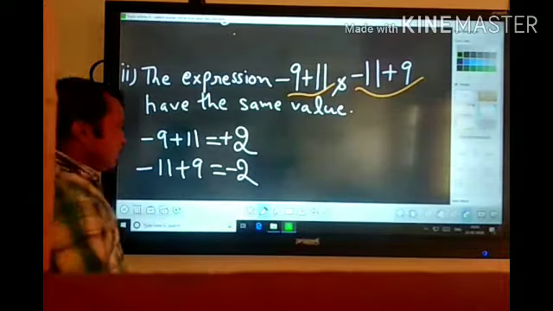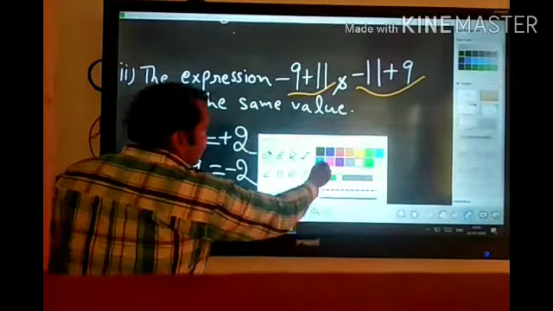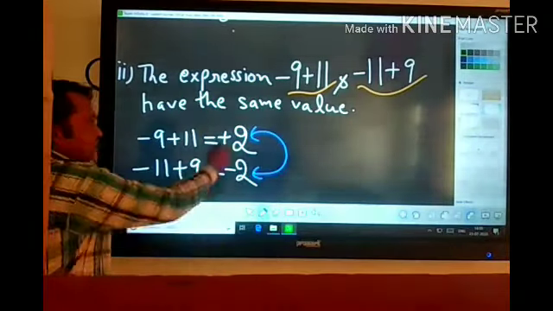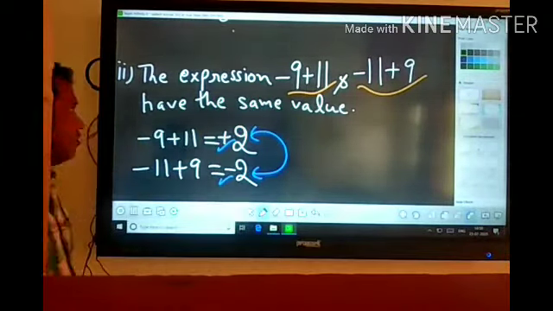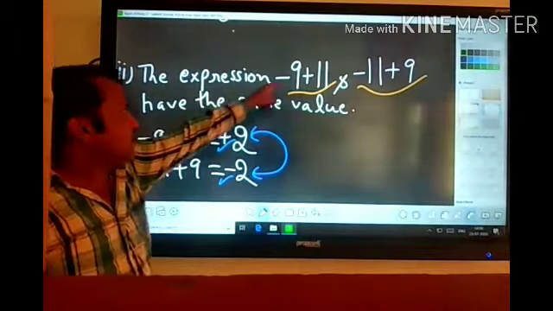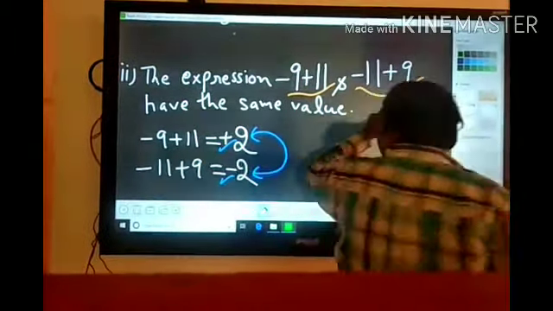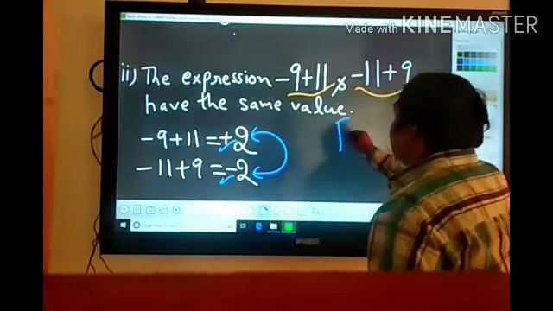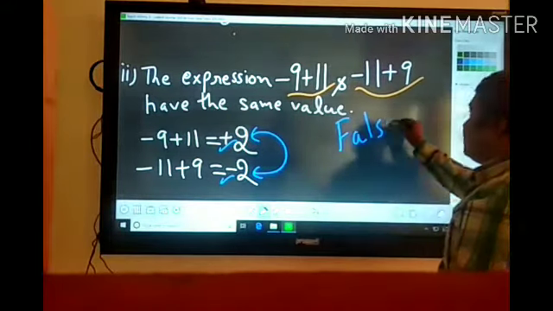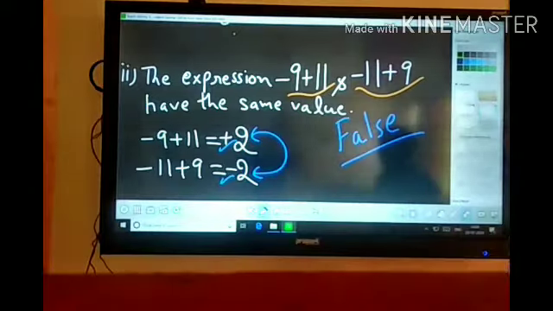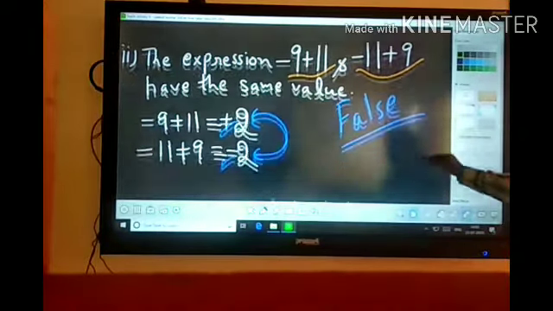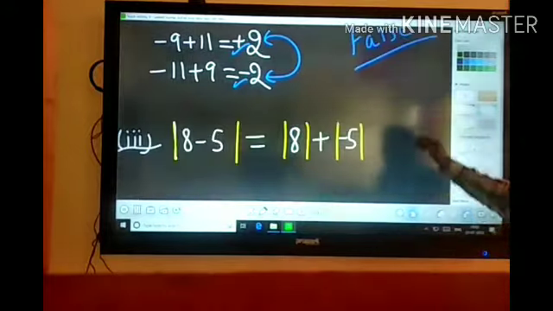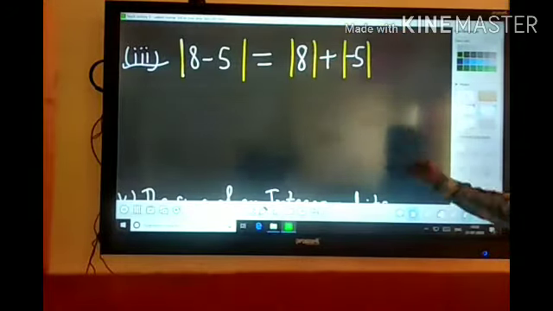Here you can see the two different answers we got. One is 2 and one is minus 2. I have shown this with the ticks in blue ink. So you are seeing that the answers you are getting here are different for both values. Therefore, we can't say that they are the same. So the answer is false. Now we come to the third question.